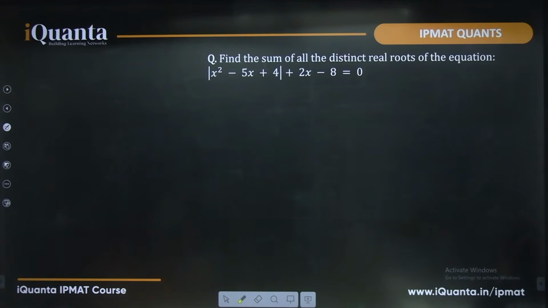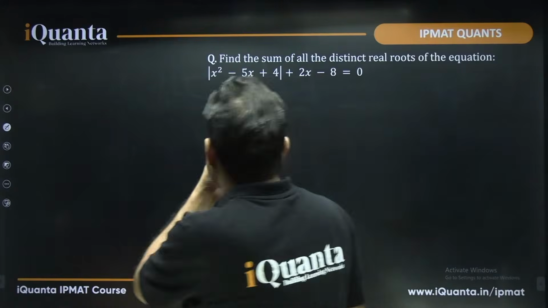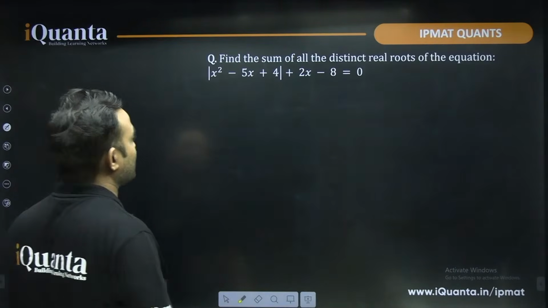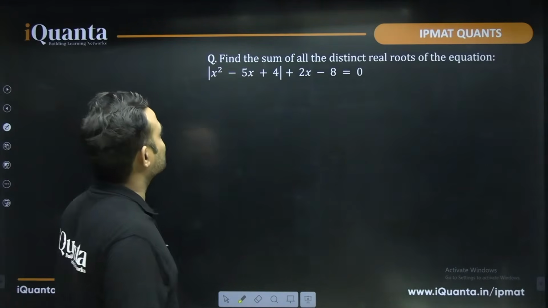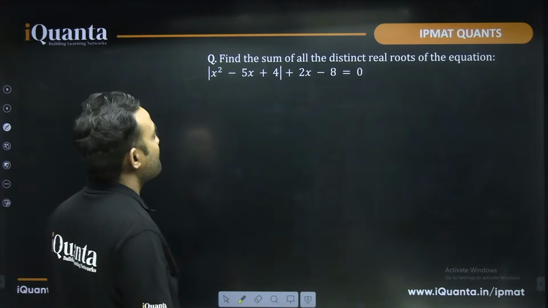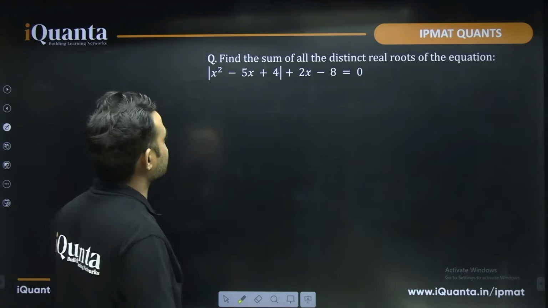Wow, people are getting 3 solutions, 4 solutions, 5 solutions, 6 solutions, 7 solutions as well. Someone is getting 0 solutions as well. Wow, that's amazing, guys. Chalo, find the sum of all the distinct real roots of the equation |x² - 5x + 4| + 2x - 8 = 0.